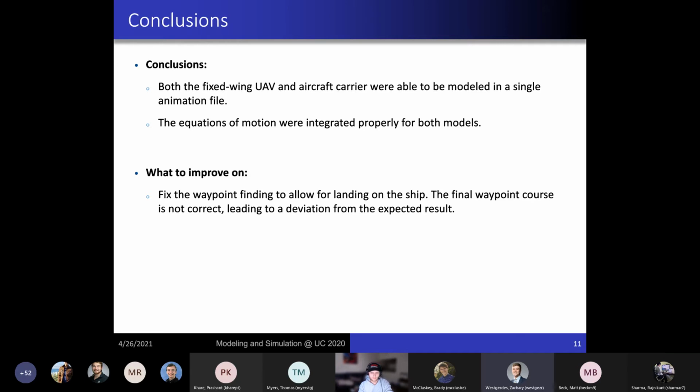We got the equations of motion integrated correctly into the models. As far as improvements are concerned, it's really back to those waypoint equations, further refining them and implementing them so that we could complete all the other work that we had done correctly.